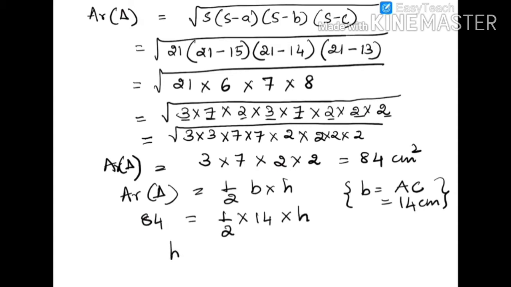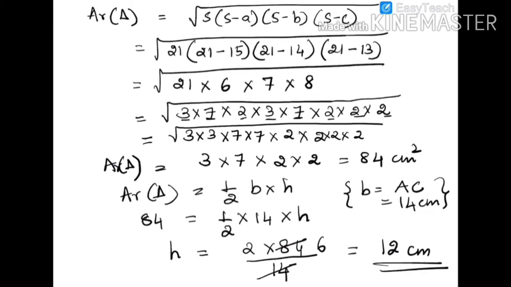Now rearranging this, we get h equal to 2 into 84 divided by 14. 14 6 times is 84. So 6 2s are 12. So 12 centimeters is the height corresponding to the base AC.